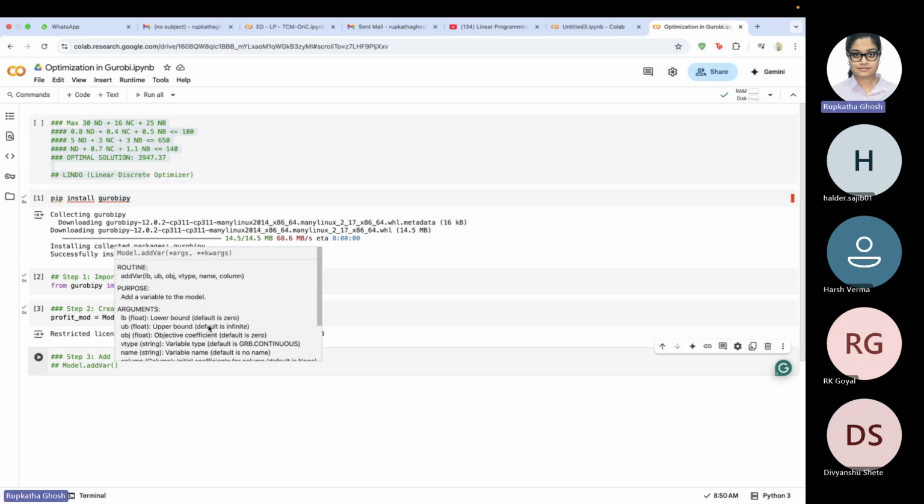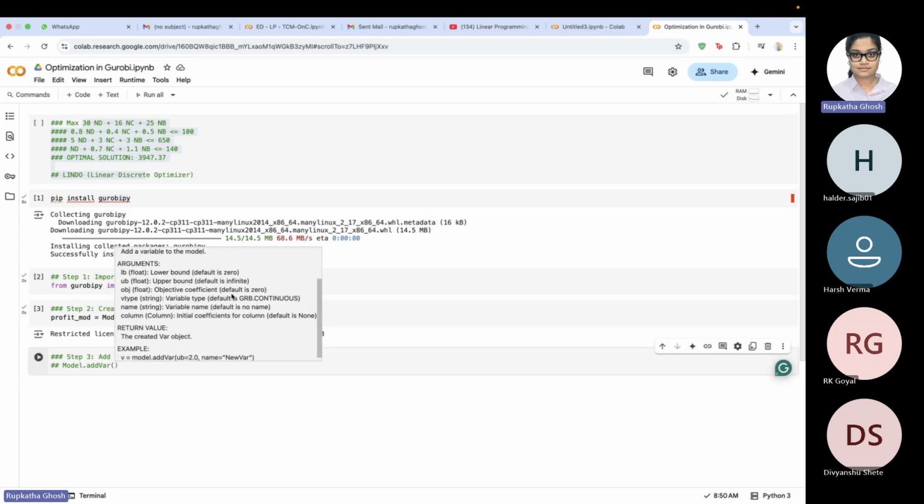UB is the upper bound. You do not really need to specify the upper bound, because in any normal linear program it is implicit that your UB is infinity. But if you want to mention it, I will show how you write that. OBJ, a float, is the objective coefficient. You do not really need to specify the coefficients here. You can simply add the decision variables, because we will be defining the objective function later.